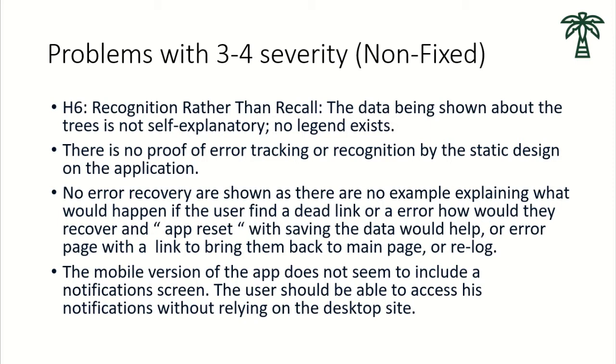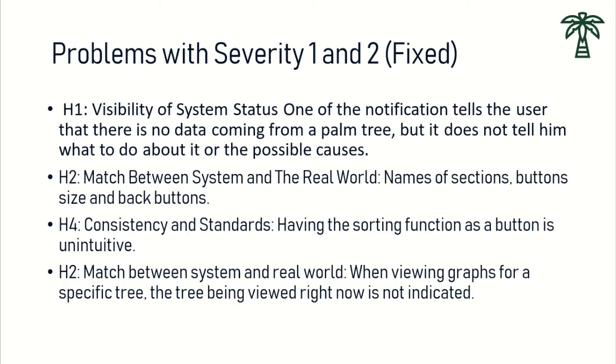The mobile version of the app doesn't seem to include a notification screen. Actually, we gave up the mobile app and we now use a web-based application. Now for the problems with severity 1 and 2, which are fixed. Visibility of system status: one of the notifications tells the user that there is no data coming from the problem tree, but doesn't tell him what to do about it or the possible causes. Now we show more data in the notifications, such as the ID and to check the BAM.